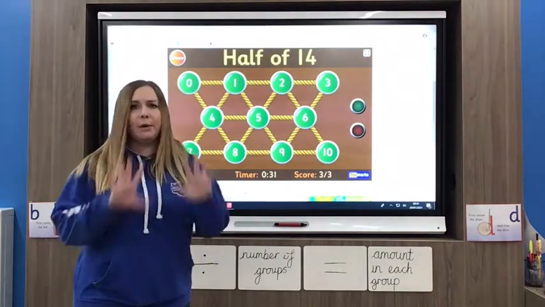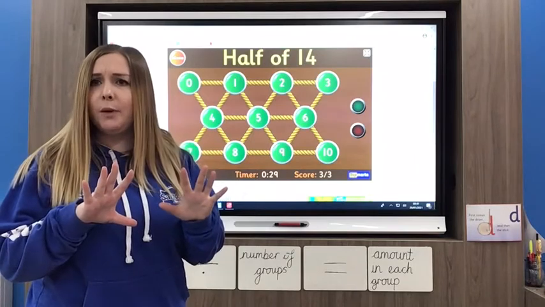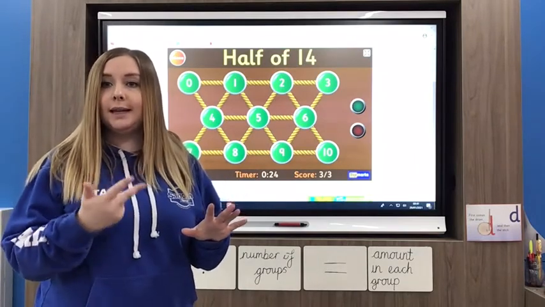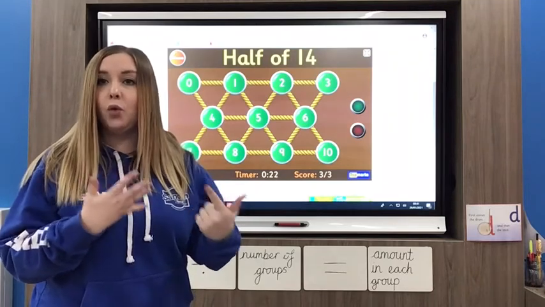Half of 40. Now we won't really use our fingers for this one. So let's have a go at our times tables. Let's count in 2s till we get to 14. 2, 4, 6, 8, 10, 12, 14.